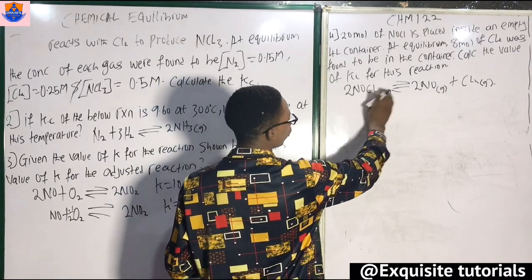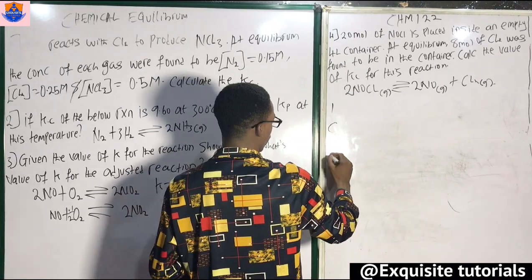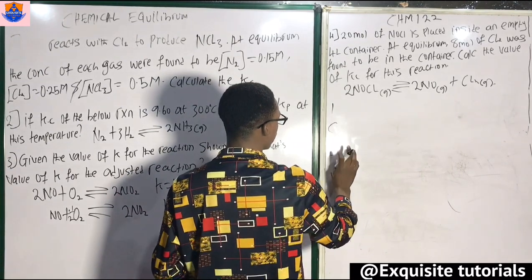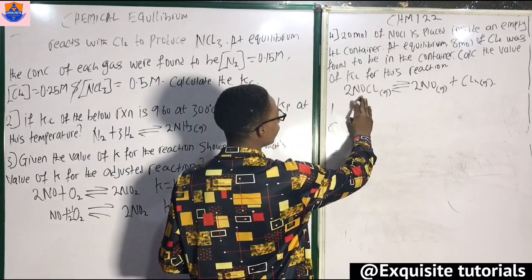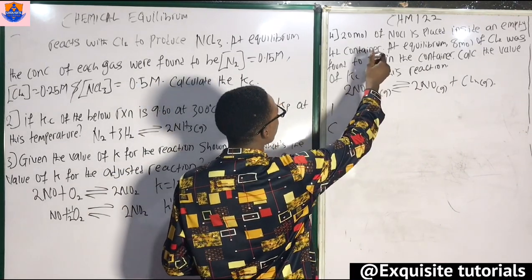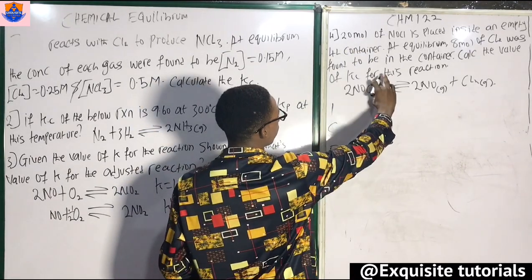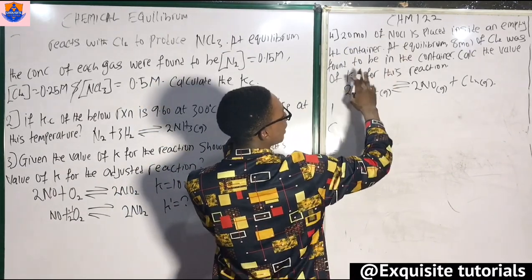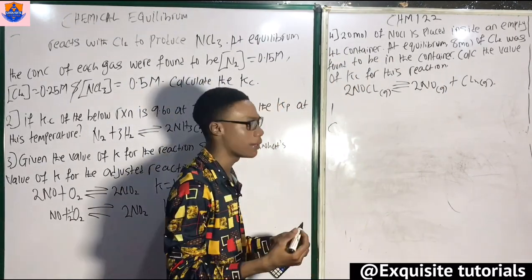This is a 2 to 1 mole ratio. So let's draw the initial, change, then the equilibrium points. Now at the initial point, we have our concentration of this compound. They say 20 mole of this inside an empty container, which is 4 liter. 4 liter is the same thing as dm³.